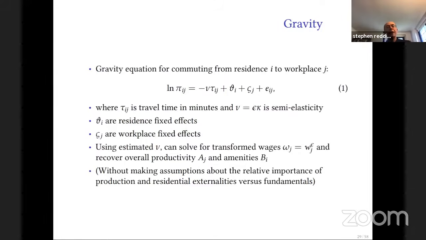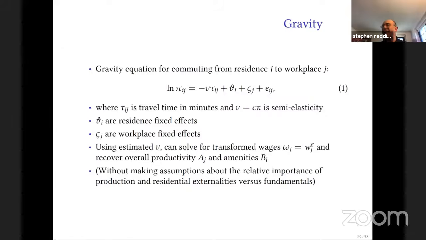So the quantitative analysis of the model we do in 2 steps, leveraging this property of the model that I mentioned earlier, that it's recursive. In particular, that recursive property means that just by estimating the model's commuting parameters alone, we can determine overall productivity and amenities.